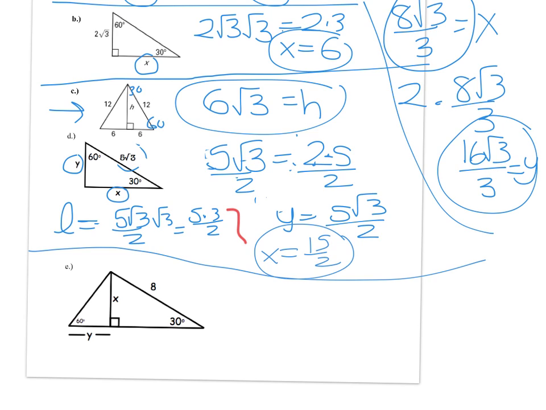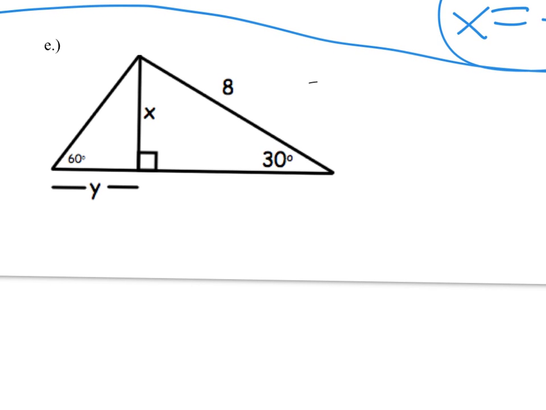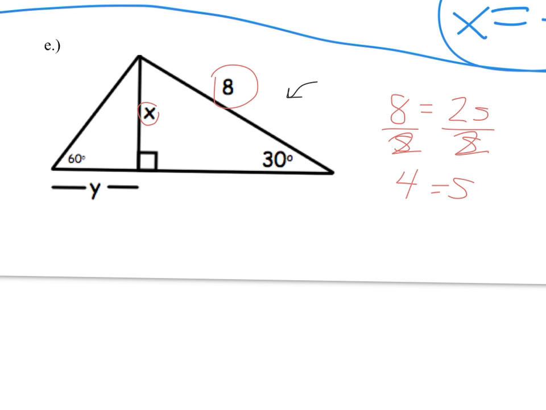Part E. So for example E, we have 2 parts. And we're going to have to start with the triangle on the right, because they give us that the hypotenuse is 8. And so if we want to find the side across from 30, that would be the small side. So the hypotenuse being 8 means I set 8 equal to 2s. Divide both sides by 2, and that's going to give me that the small side is 4. For that triangle, the small side is x. So my x equals 4.